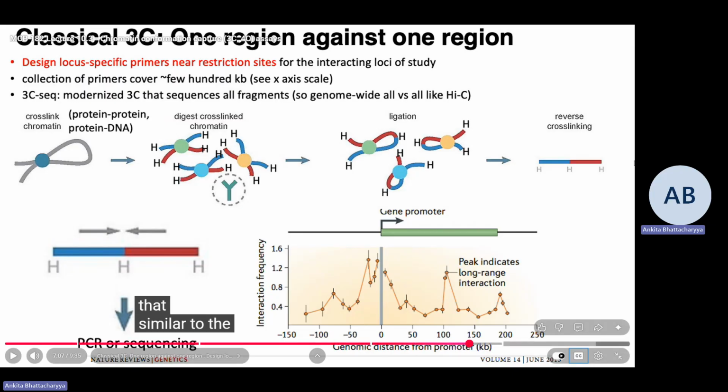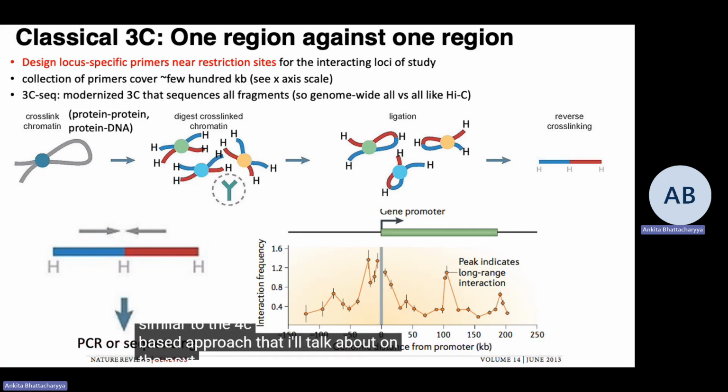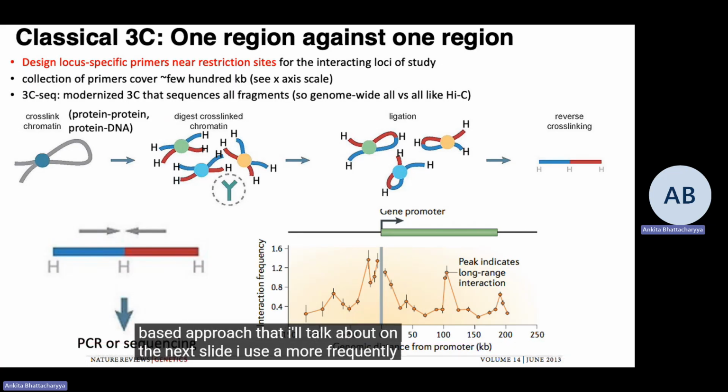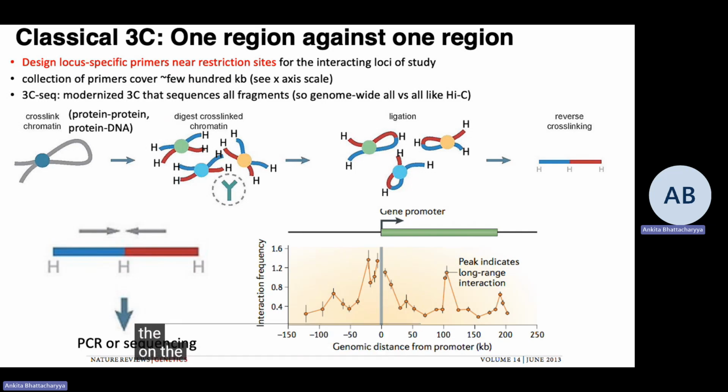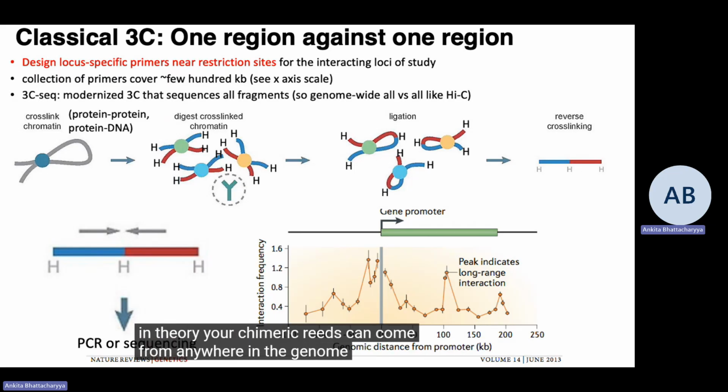So moving on. The 4C based approach that I'll talk about on the next slide uses a more frequently cutting enzyme, something like DpnII, that'll produce shorter fragments. And then what you do is directly ligate sequencing primers onto the terminal ends of the fragment, and then you just sequence all of the fragments. So in theory, your chimeric reads can come from anywhere in the genome, not just the ones that you've designed specific primers to.